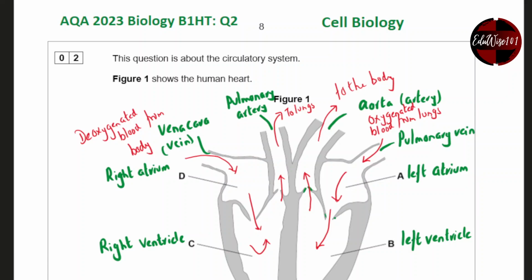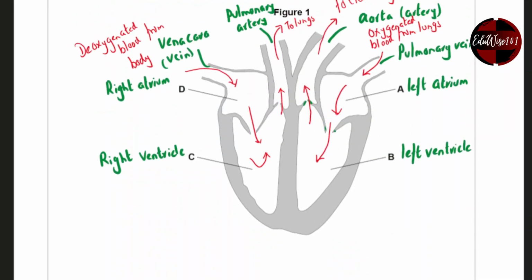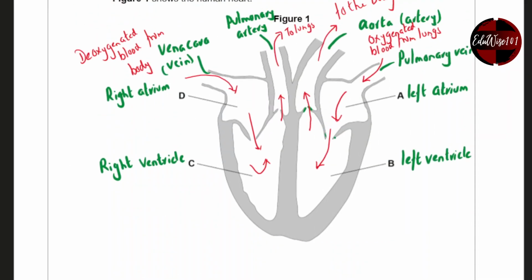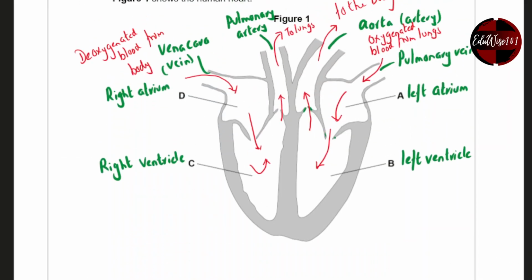So with all of that, we should be able to answer the next couple of questions. Which part of the heart receives oxygenated blood from the lungs? From the lungs, that would be A, right? So that's A. And which part of the heart pumps deoxygenated blood to the lungs? And that's C.